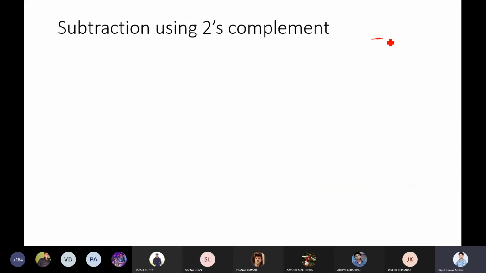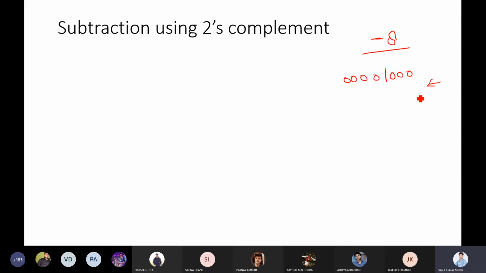Let me take another example. Let's say I want to represent 8. So 8 will be 1 0 0 0, and then zeros here also. Now I want to take minus 8. In that case, you will start from the right-hand side and move towards the left, and once you encounter the first one, after that the bits will invert.